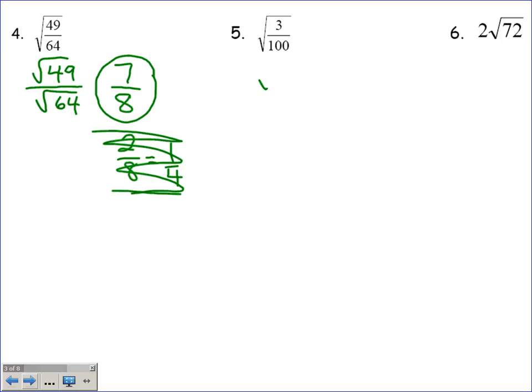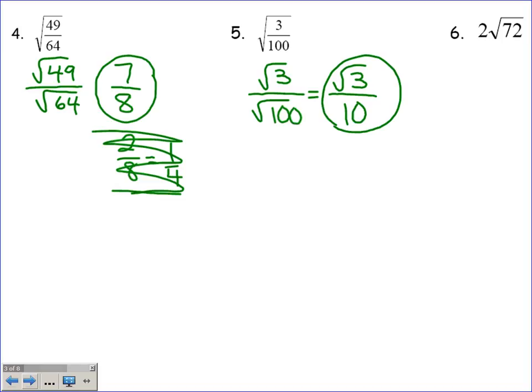Number 5, we can break this into the square root of 3 over the square root of 100. You can't simplify the square root of 3. The square root of 100, though, is 10, and this becomes our final answer.